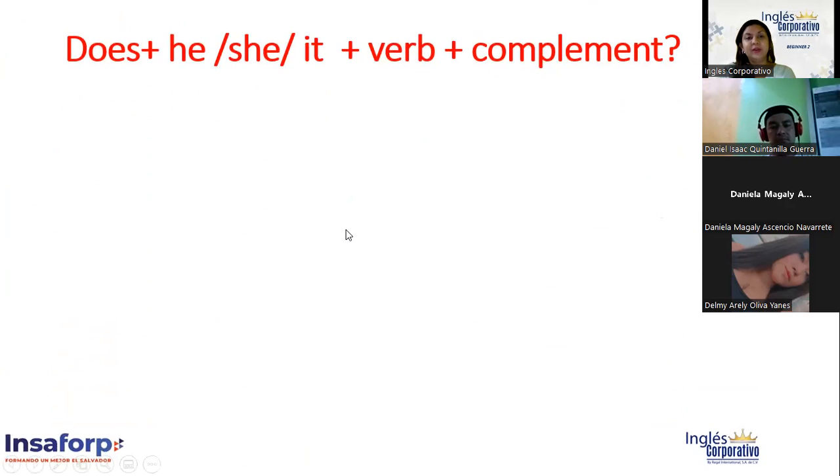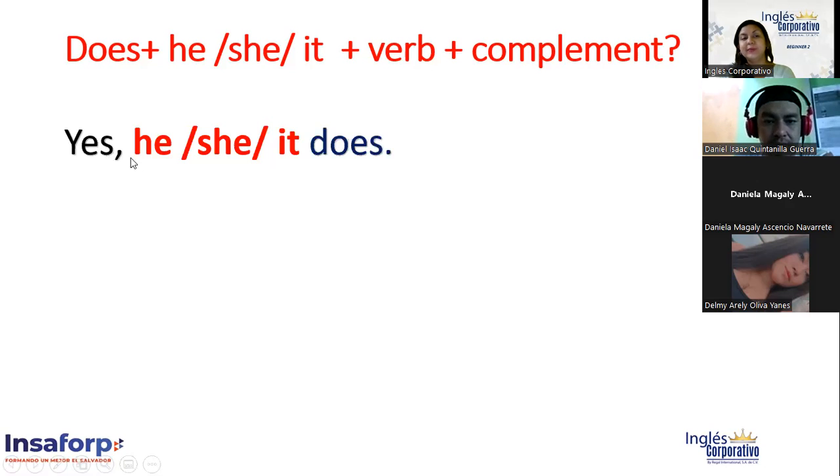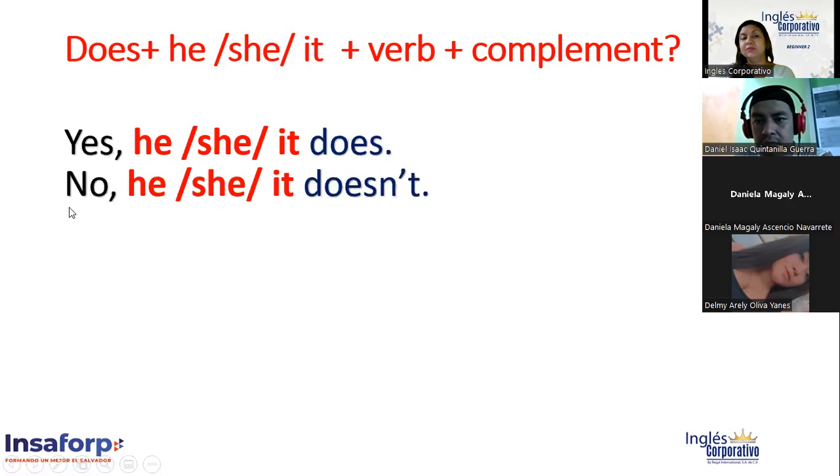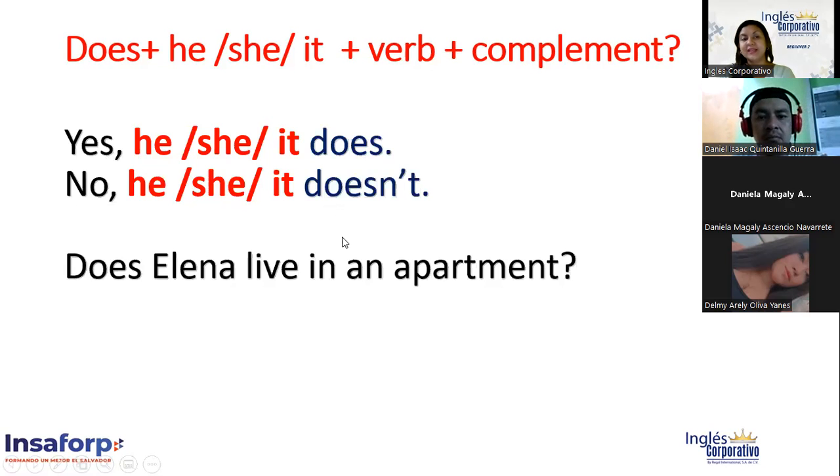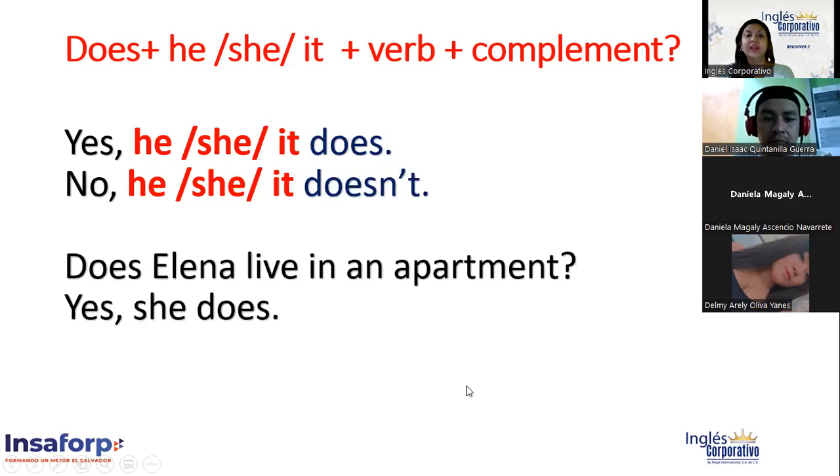Okay, in the third person singular, we use the auxiliary does. Right? Does. He, she, or it. The verb in the base form and the complement. And the answer will be yes, he does, yes, she does. No, he doesn't, no, she doesn't, no, it doesn't. Example, does Elena live in an apartment? Answers? Yes, she does. She lives in an apartment.